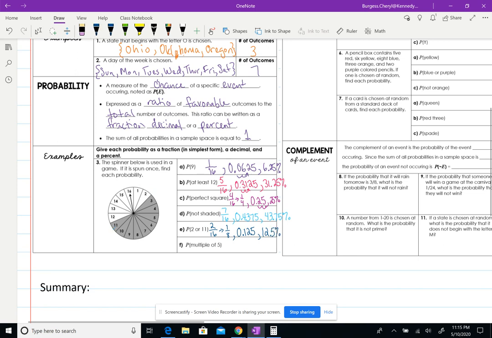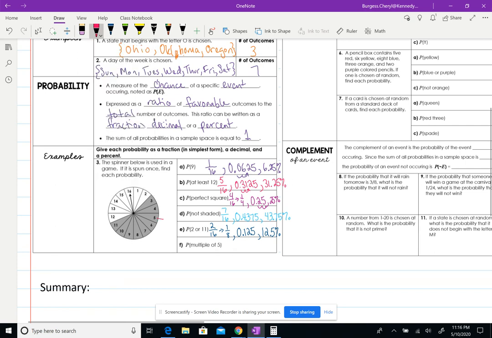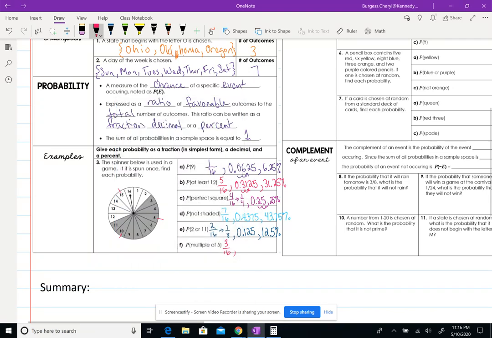All right. And part F, multiples of 5. So multiples of 5 would be like 5, 10, 15, 20, 25, 30. So we're marking any multiple of 5. 5, 10, 15. All right, and that's the highest multiple of 5 that we have. So that's 3/16. As a decimal, 3 divided by 16, 0.1875. And then finally, as a percent, 18.75%.